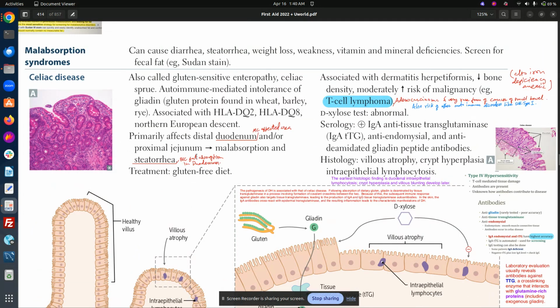Now, what is the treatment? The treatment is a gluten-free diet. This is all for celiac disease. Here, I want to emphasize the importance of alternate names, and the importance of histology findings like villus atrophy, crypt hyperplasia, and intraepithelial lymphocytes. These are the histological findings in celiac disease. The third is what kind of antibodies become positive in this particular condition.